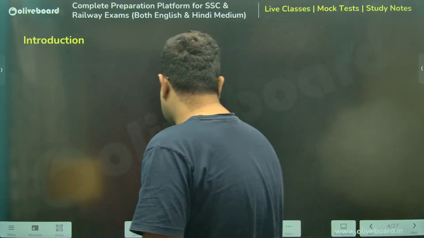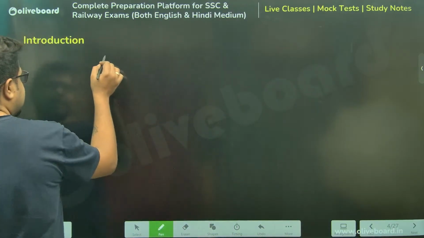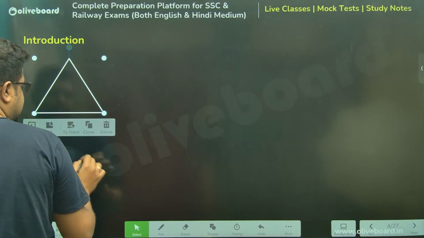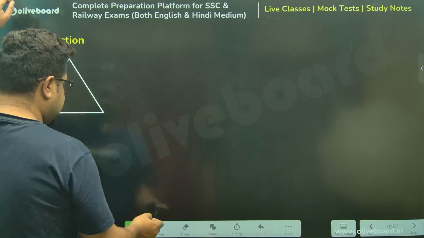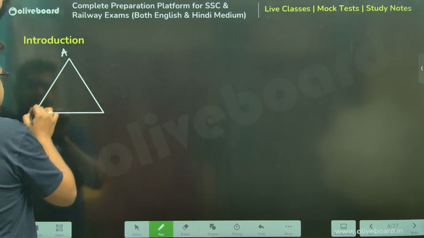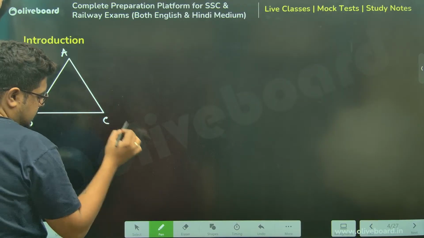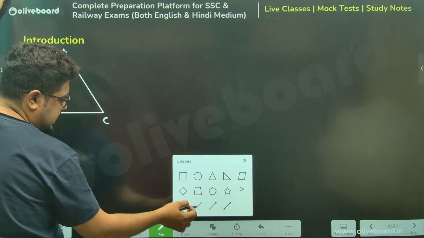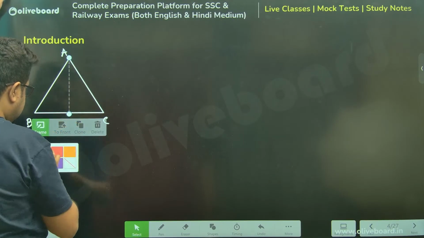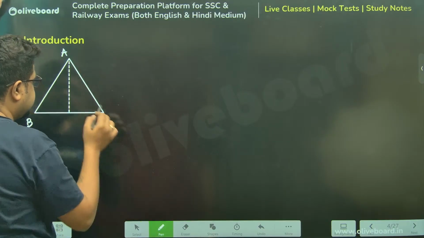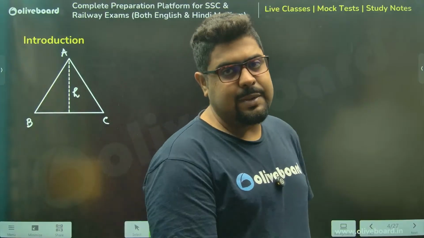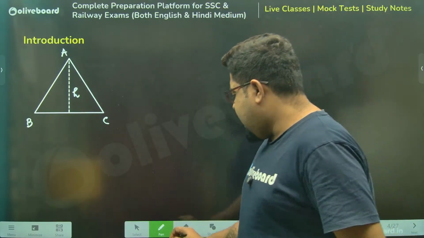First I will start with triangles, and we will start with the equilateral triangle. Let's say this is a triangle ABC, and in this equilateral triangle ABC, this is the height, H. Now, remember one simple thing, always.